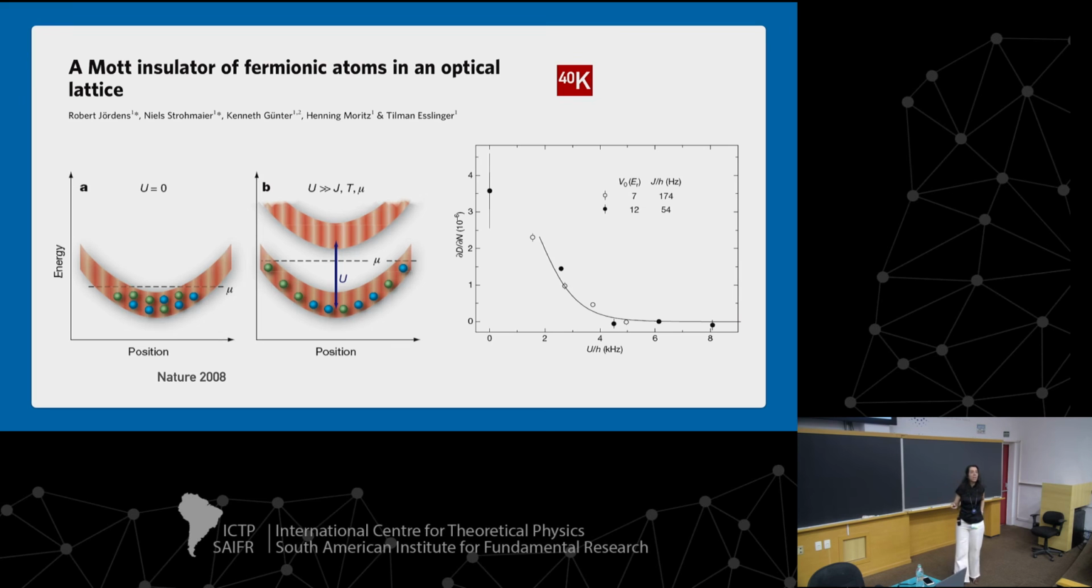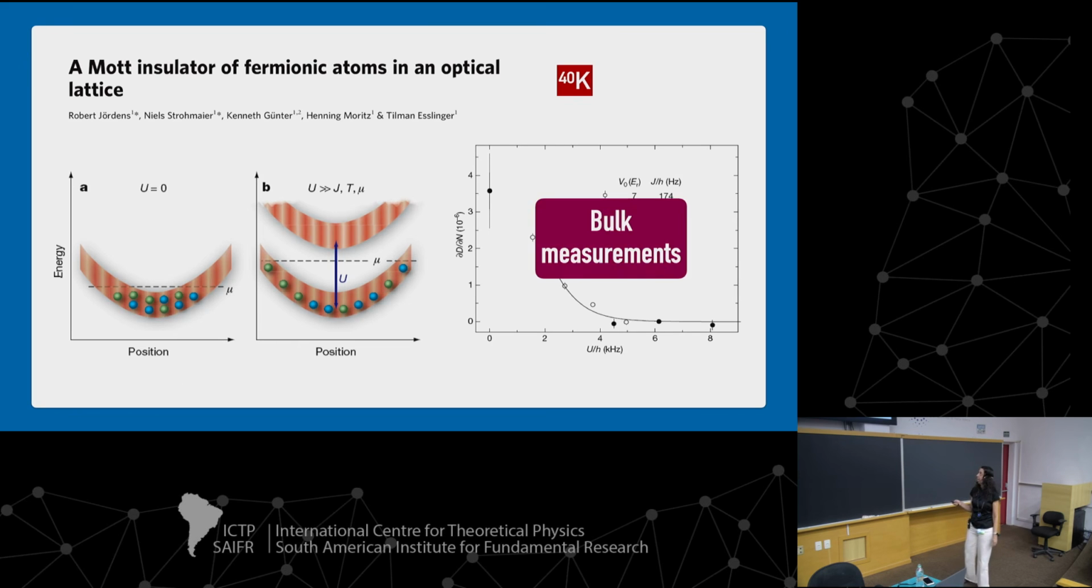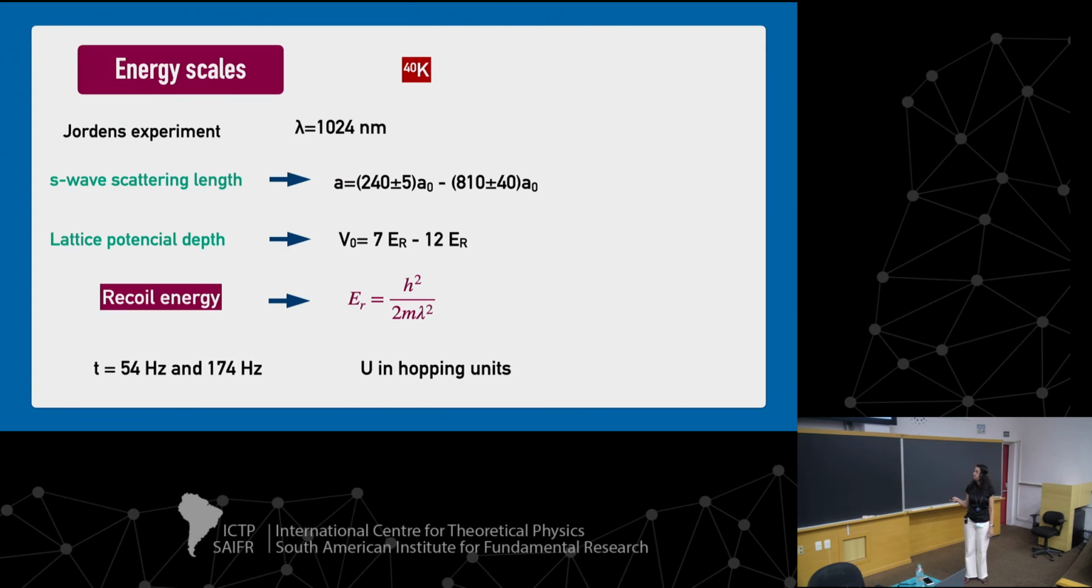So the way it was done in the early days, this is 2008, was that it's a bulk measurement. They measure the double occupation, an average number throughout the whole atom lattice. So this is a bulk measure, but anyway, it was able to show that the system entered a Mott state.